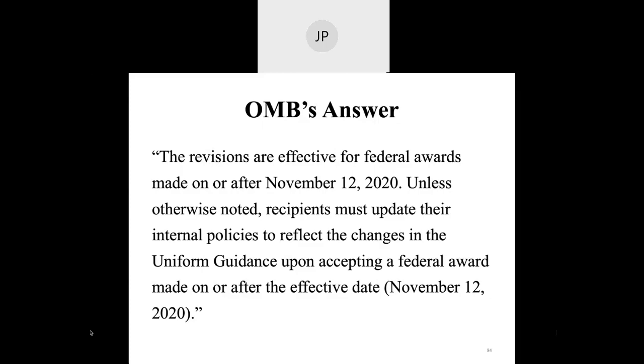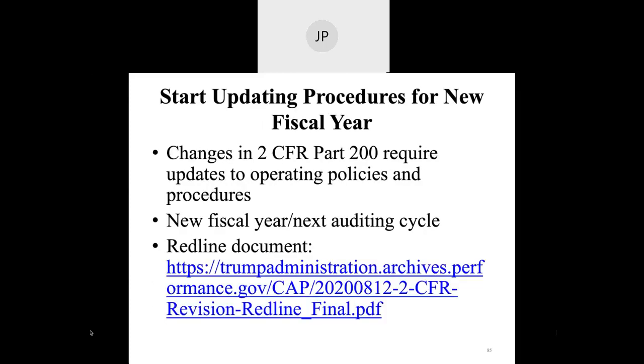Many of you, I think probably all of you, have received ESSER 2, and that subaward comes under these new regulations, as does ESSER 3. So start updating your policies and procedures, in addition to the emergency version for the new fiscal year.